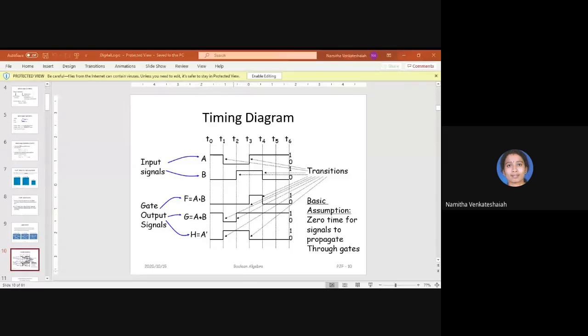Okay. Now, did you understand whatever I told about the timing diagram?